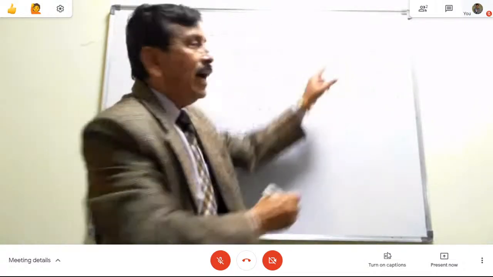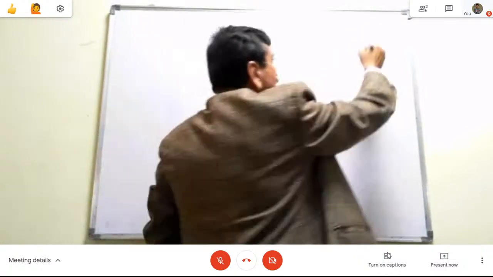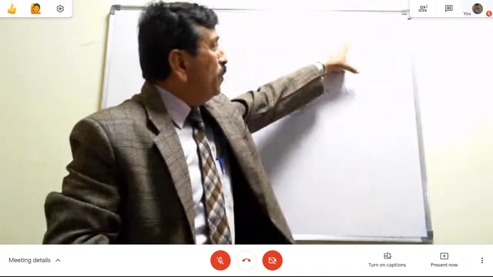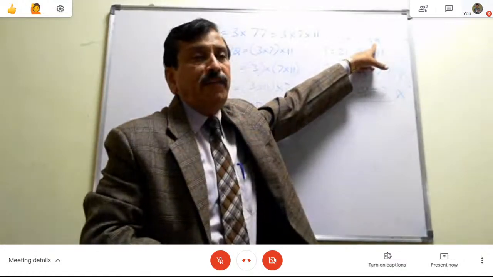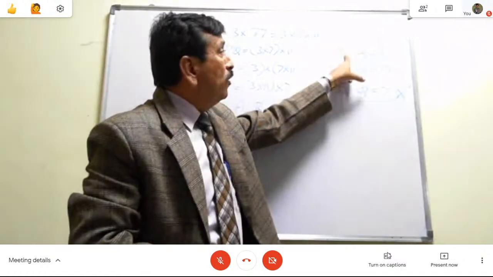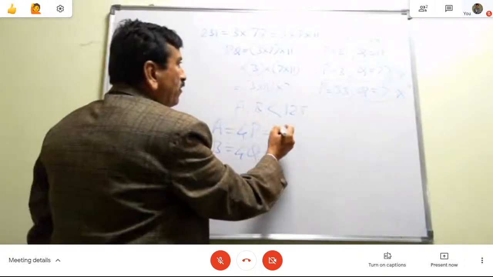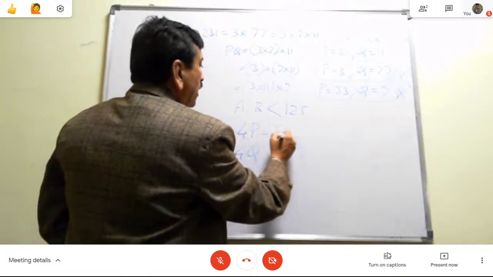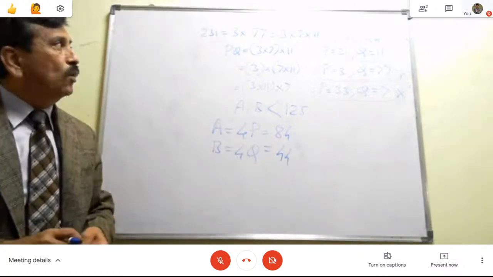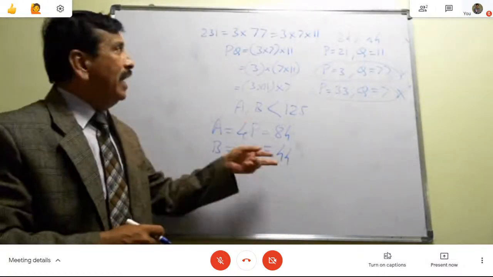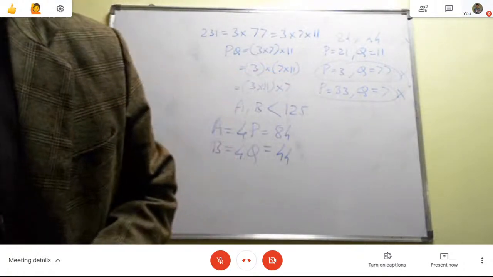21 into 4, I will get 84. And 11 into 4, I'll get 44. Value of A is less than 125, and value of B is also less than 125. So this option of 21 and 11 as values of P and Q is accepted, and therefore the corresponding values are A is 84, B is 44. We'll have HCF 4 and LCM whatever was given. Okay. Any query we are getting?